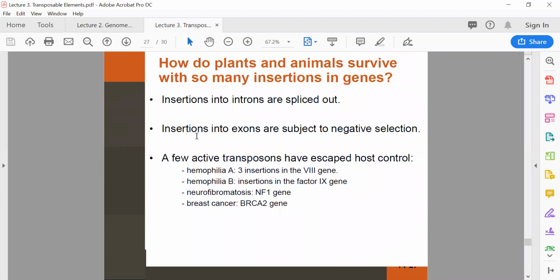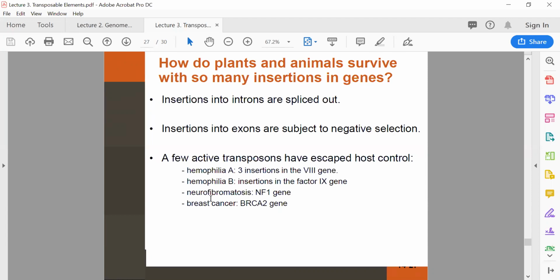Okay, so that basically covers that point there. But of course, there are a few active transposons that have escaped from these types of controls. And here's some examples. The disease known as haemophilia A is due to 3 transposon insertions in this particular gene. Haemophilia B is due to insertions in this gene.